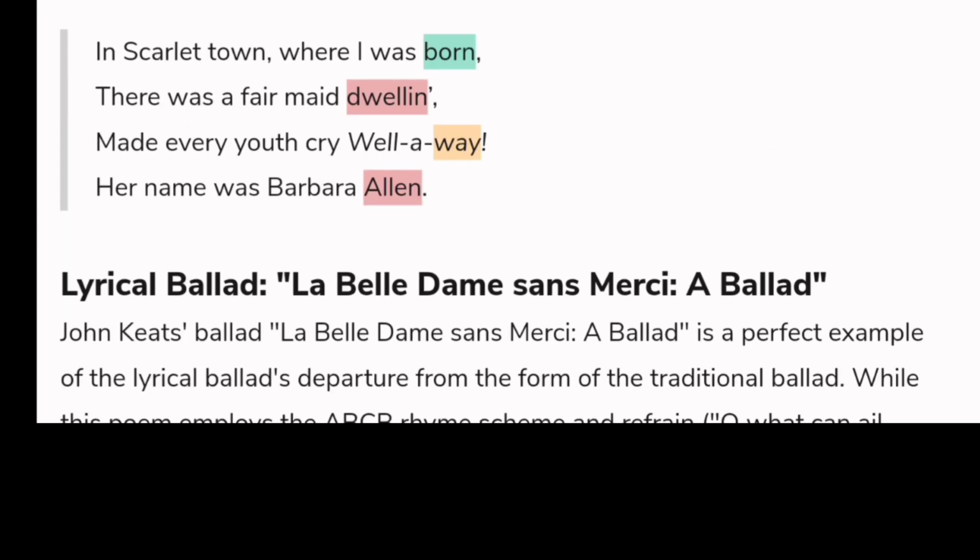In Scarlet Town, where I was born, there was a fair maid dwellin', made every youth cry well-a-day. Her name was Barbara Allen.